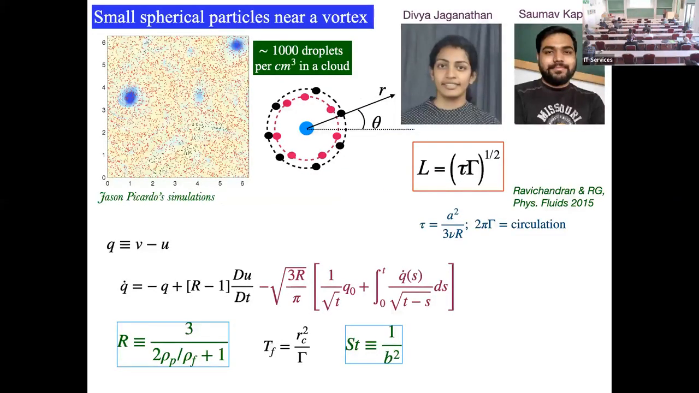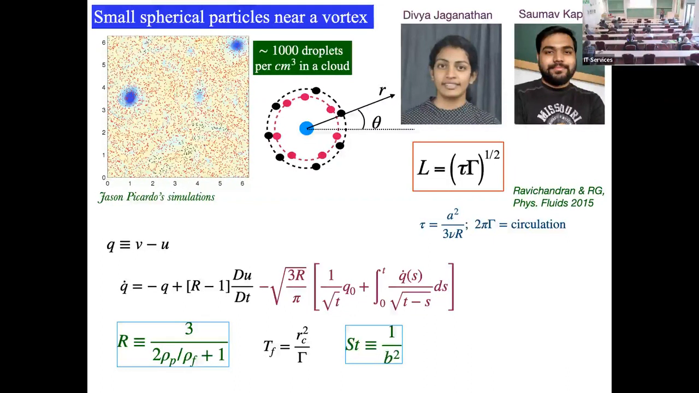Okay, so let's go to the other part of the story, which is about small spherical particles near a vortex. Yesterday you listened to Jeremy Beck's talk on this, so you already have been seeing it in this meeting. So what happens in turbulence when there are teeny particles.